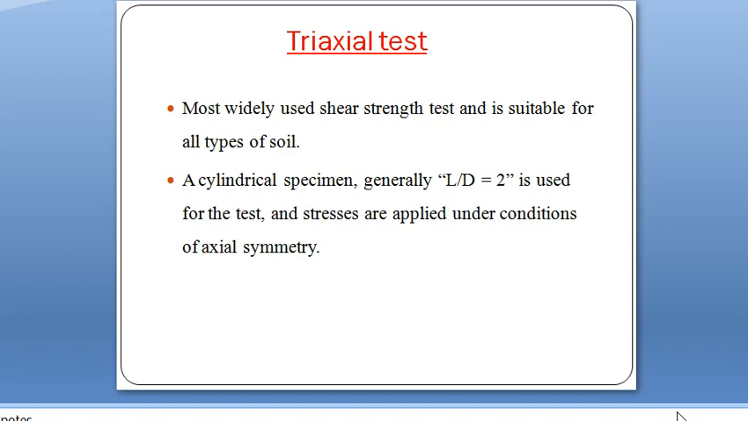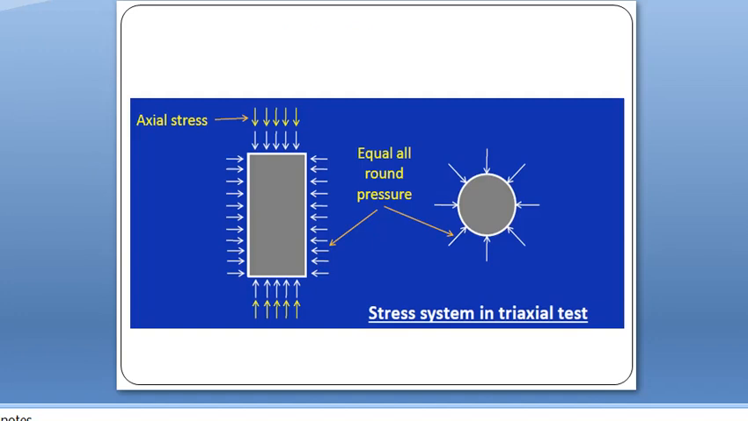So it is the most widely used shear strength test. Here we are using a cylindrical specimen, and its dimension is such that the length to diameter ratio is 2, that is, the length is 2 times the diameter. Next, this is the stress system in the triaxial test. Here we are using a cylindrical specimen, and confining pressure is applied to the specimen in all directions. This is the elevation and this is the plan. We will discuss this later and you will be clear.